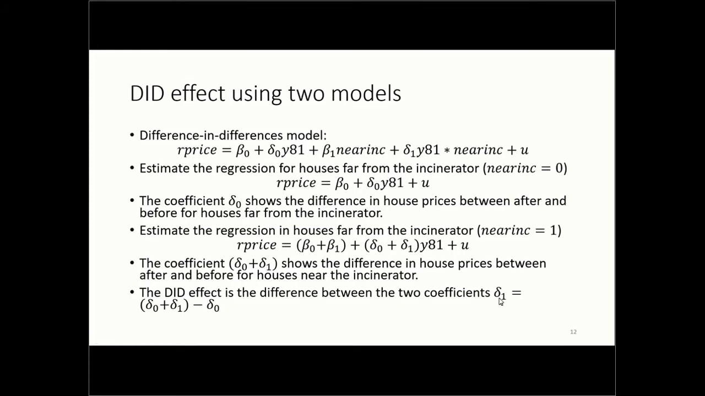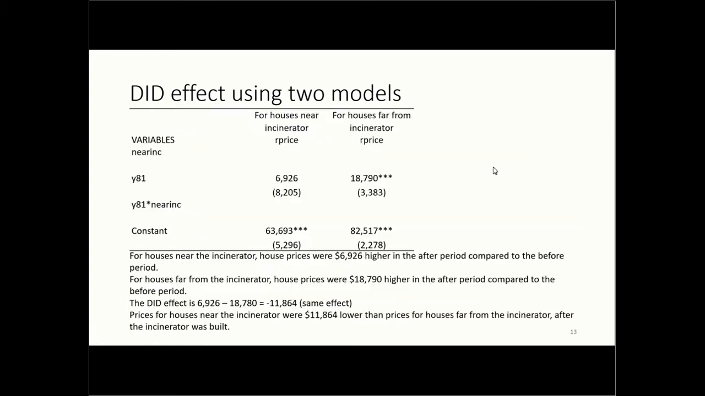So we first took it before and after for the control and the treated units. And then we took the difference between the treated and the controlled units. And that's how we calculated that difference. So looking at the regression output, here we have for houses that are near the incinerator, these are the treated ones. And here, houses far from the incinerator, these are the controlled ones.